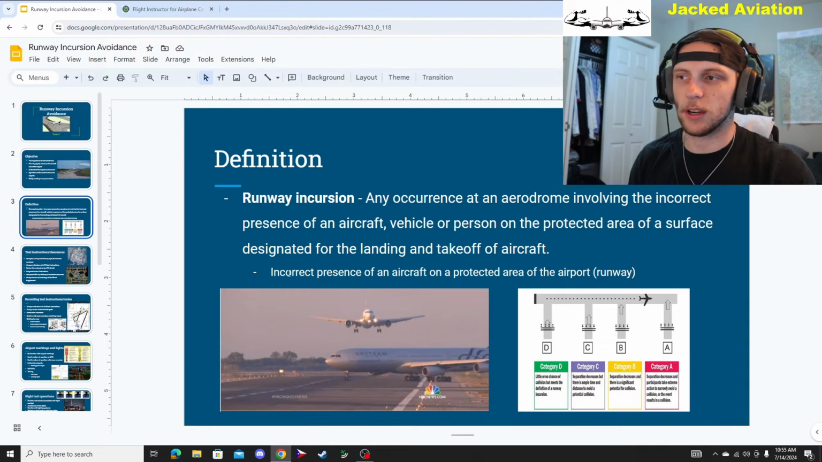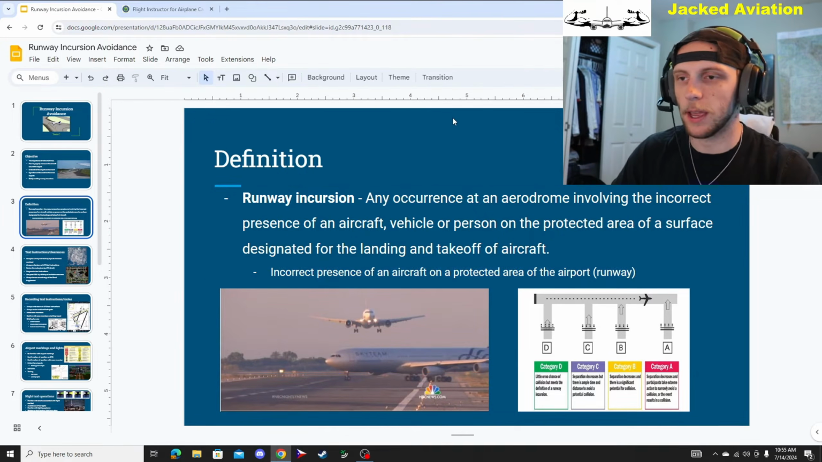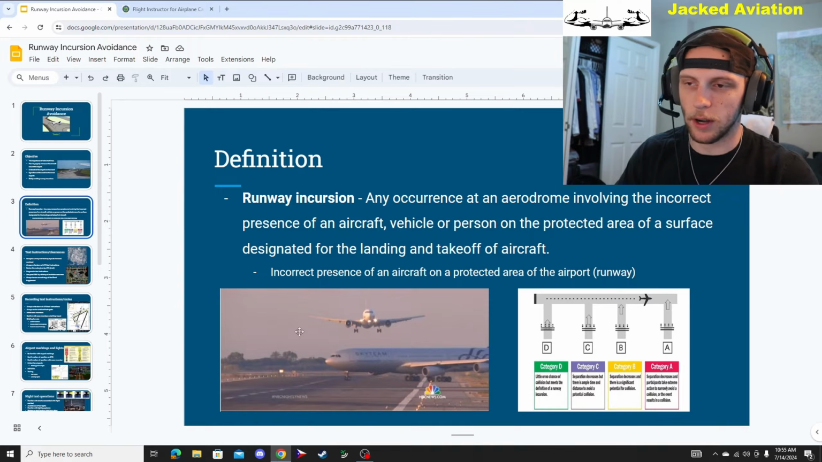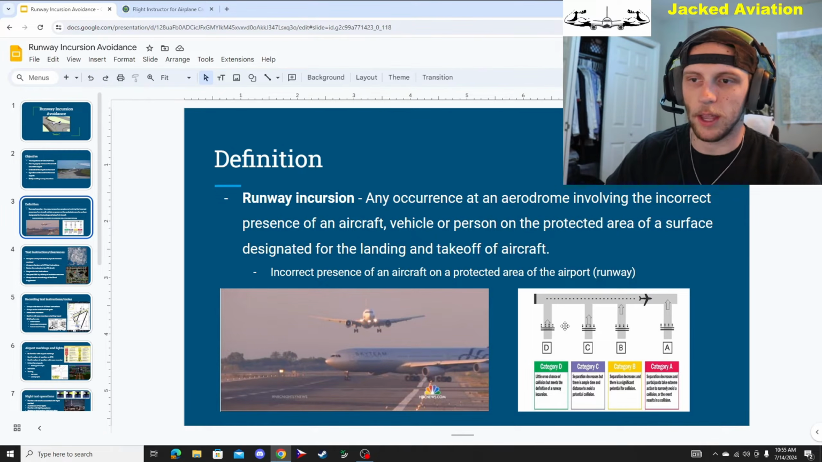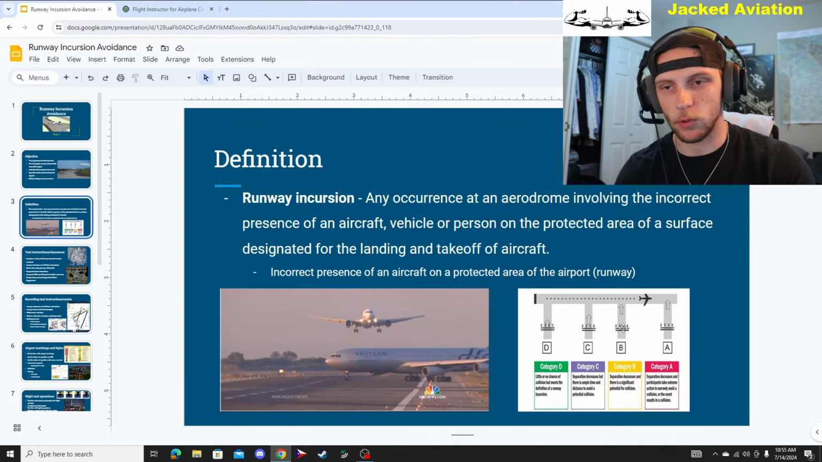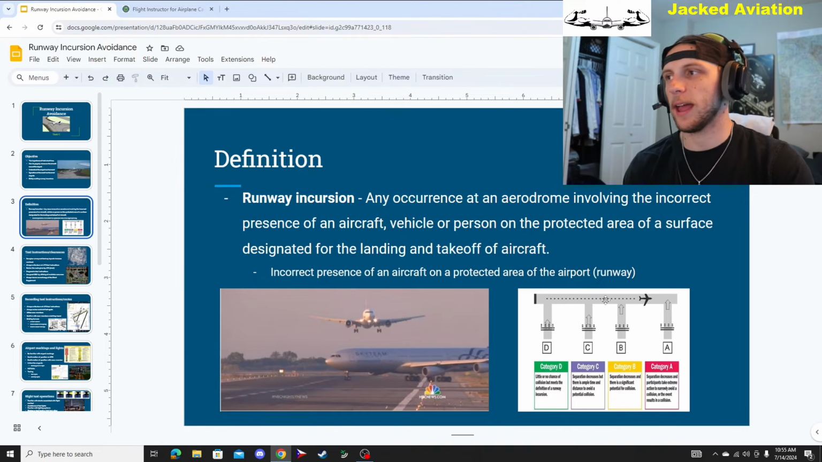And then I have, as a little dash mark, incorrect presence of an aircraft on a protected area of the runway, or the airport, I should say. So this would be the broken down version of the main definition. Okay, easy. And then again, adding pictures. We have the Sky Team, I believe the Lufthansa A340, correction. And then right here, just adding some extra pictures, again the level of actual runway incursion, D, C, B, or A.